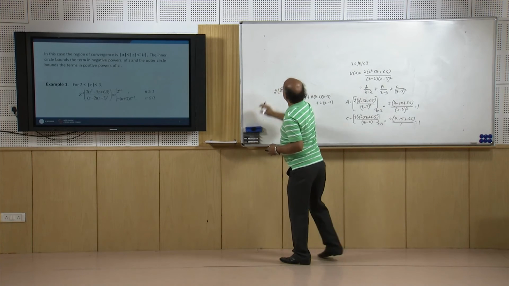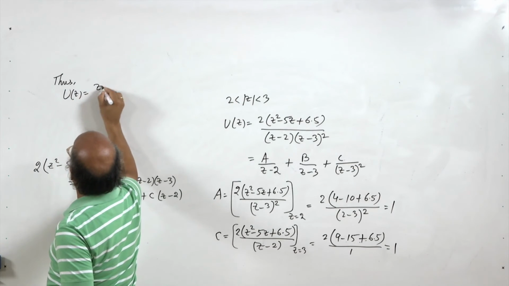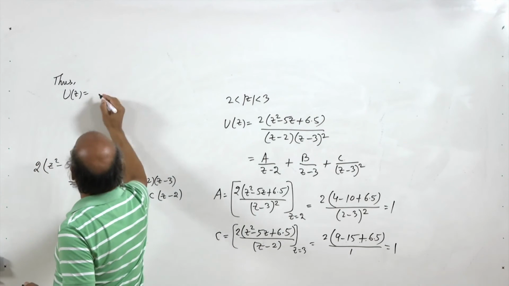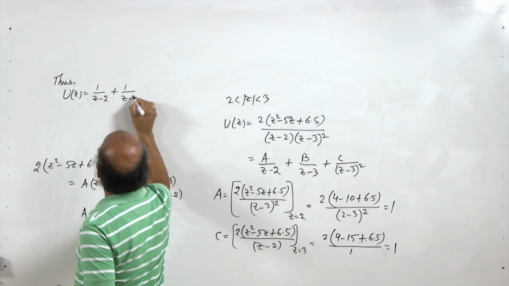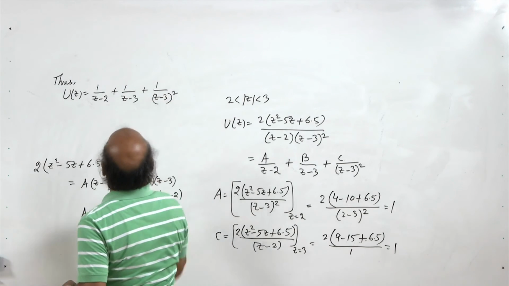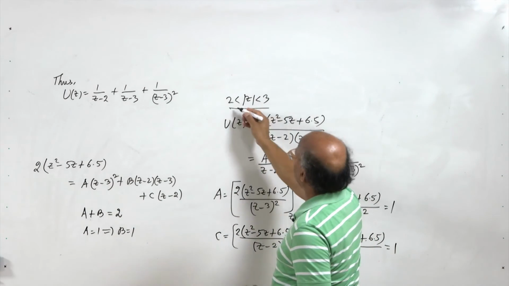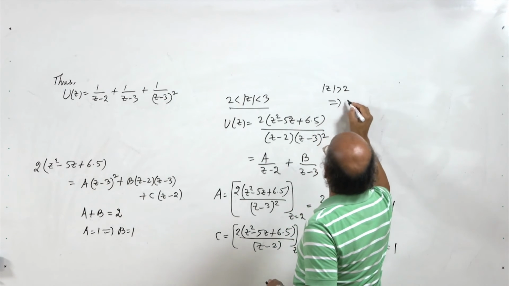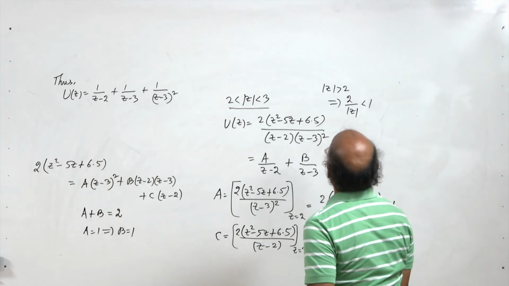Thus U(z) = 1/(z − 2) + 1/(z − 3) + 1/(z − 3)². Now, we are given the region of convergence as 2 < |z| < 3. Here we can see that |z| > 2 implies 2/|z| is less than 1.